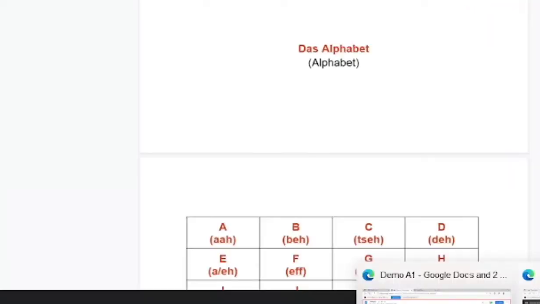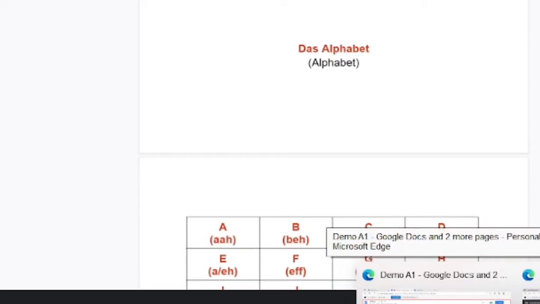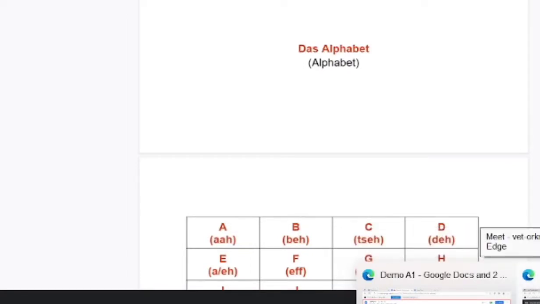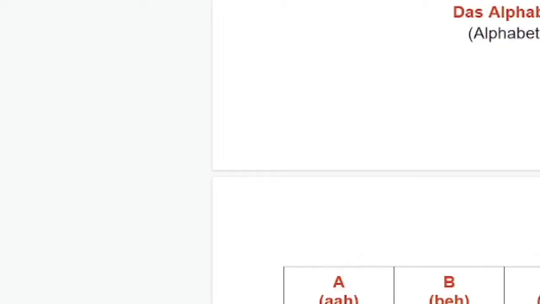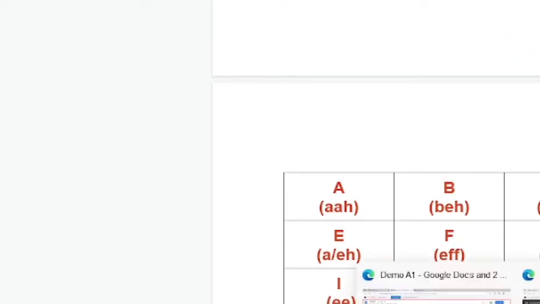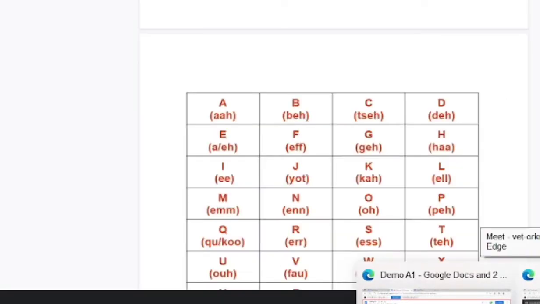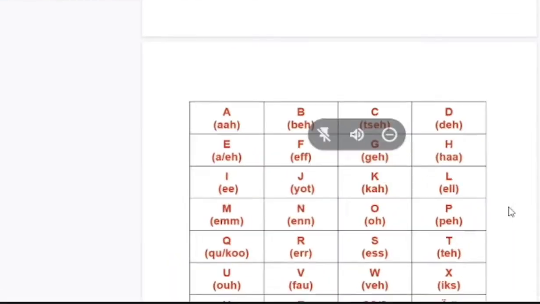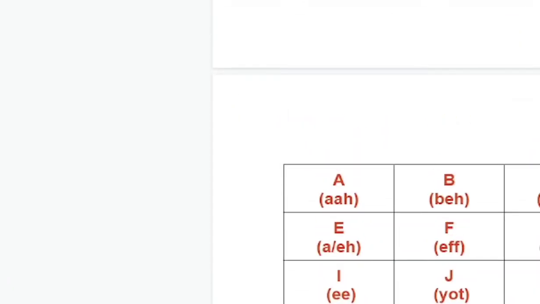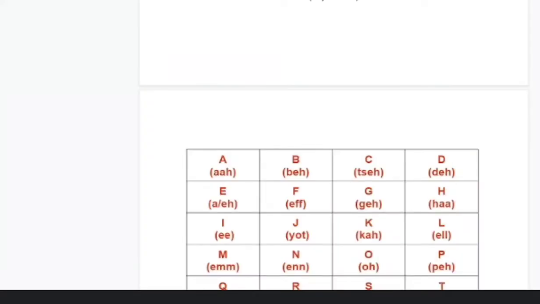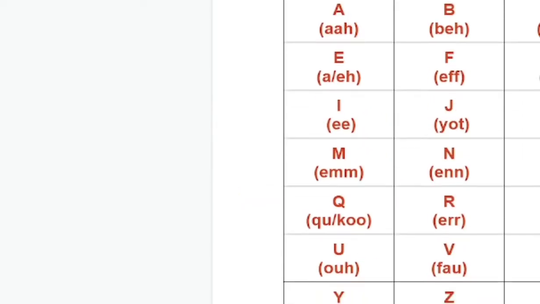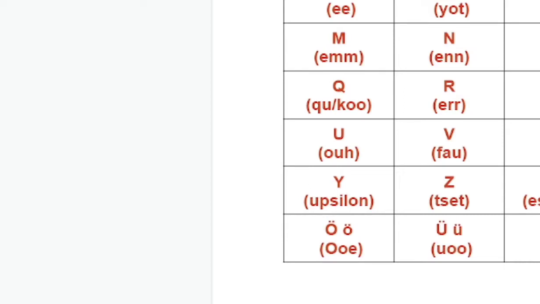Then I is called? I. J, Yot. K, Ka. L, L will be the same. L, M, N. O, O. P. And Q, Ku. R. S is the same, T is T. U. V, Fau. W. V. X. Y, Ypsilon. And Z, Zet. And then four extra letters: Eszett. Then Ä, Ö, and Ü.